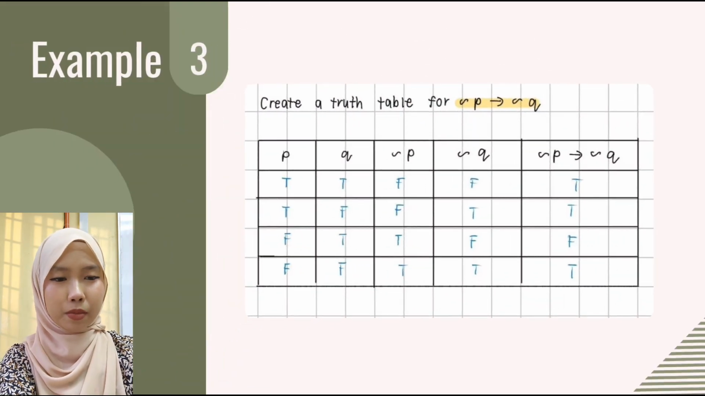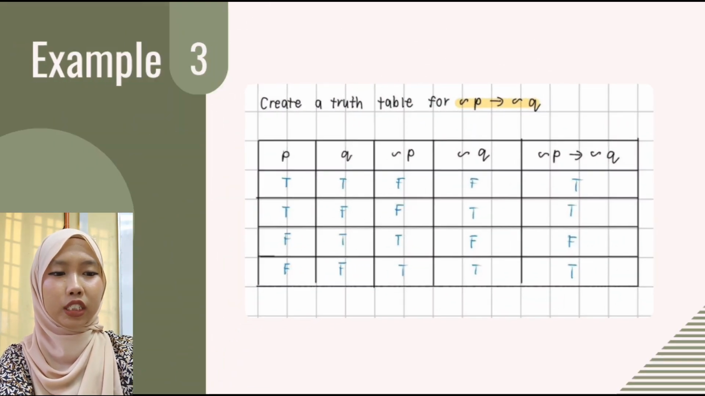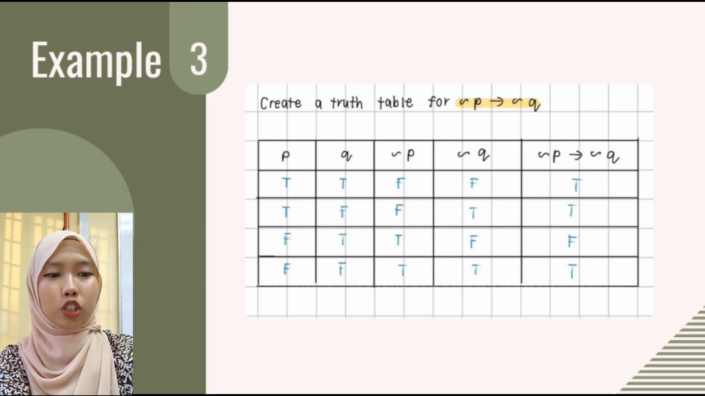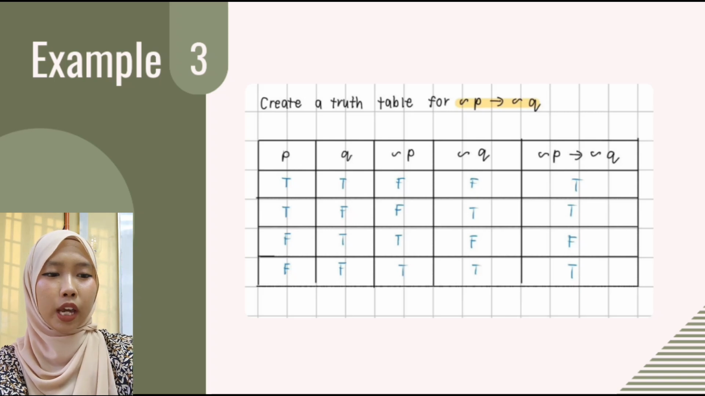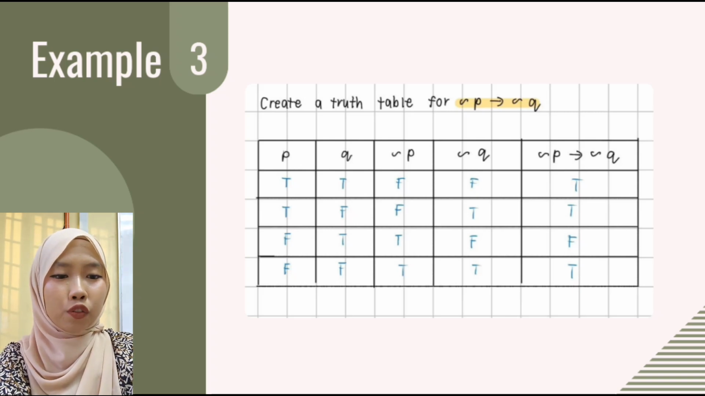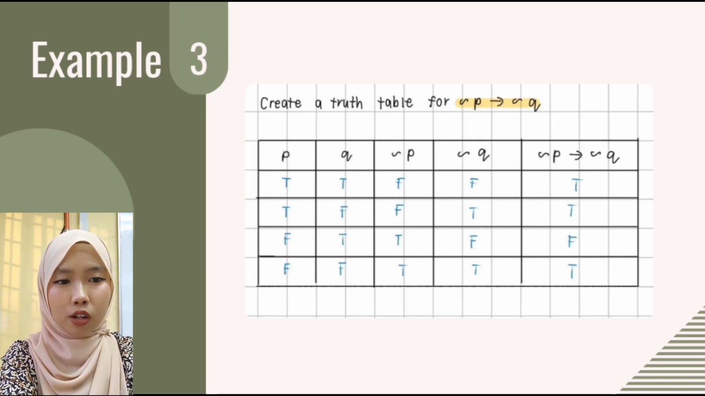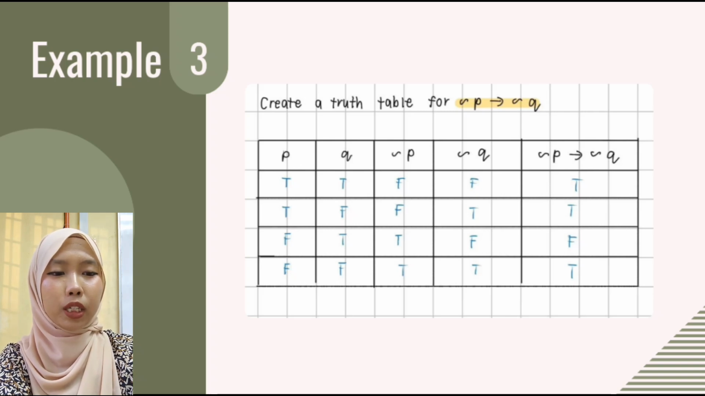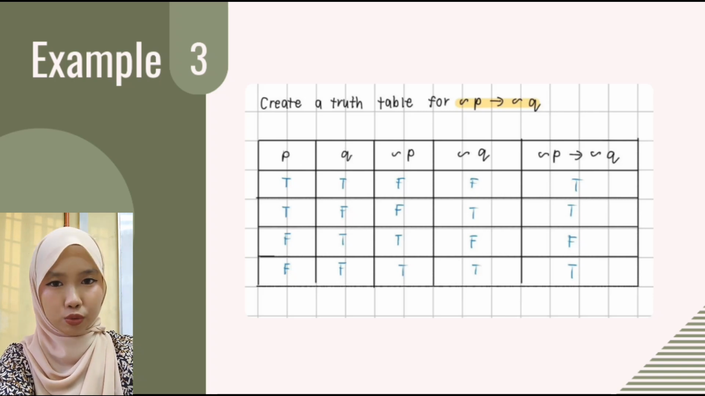For the last example, the question is create a truth table for negation P implies negation Q. Like I said before, list down all the variables in the question. For this question, it has P, Q, negation P, negation Q, and negation P implies negation Q. For P, it will be true, true, false, false. For Q, it will be true, false, true, false. Negation P is the inverse of P: false, false, true, true. Same for negation Q, it will be the inverse of Q: false, true, false, true. And lastly, negation P implies negation Q will be true, true, false, true.